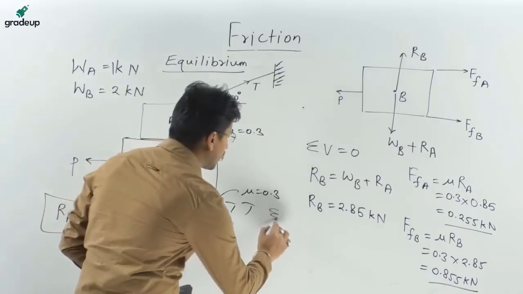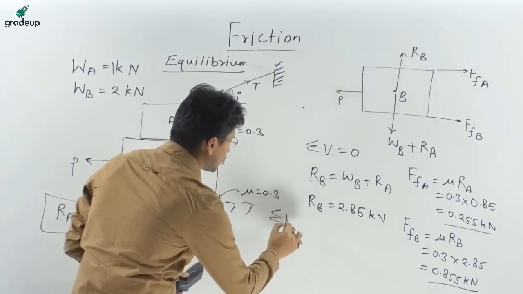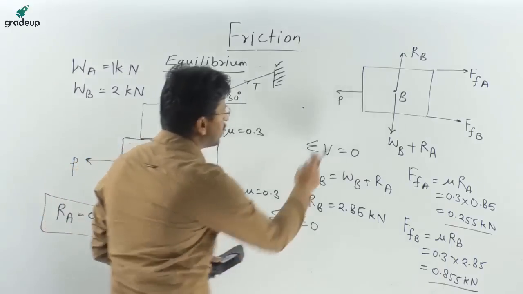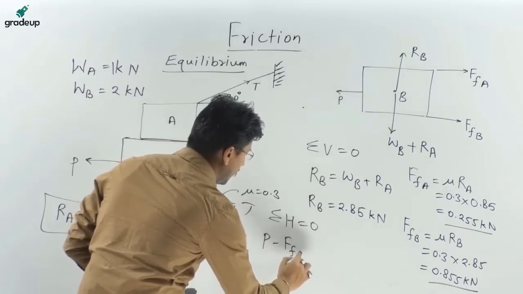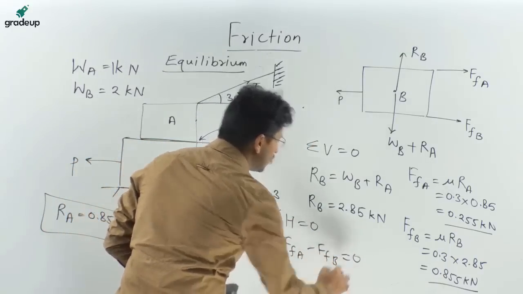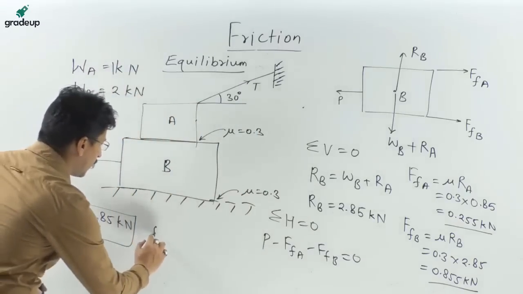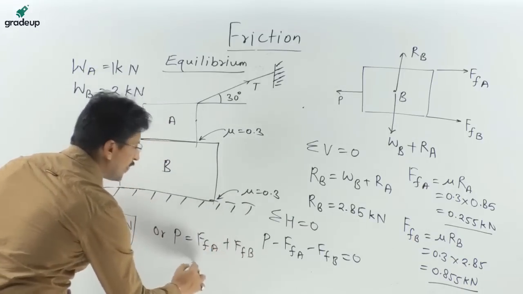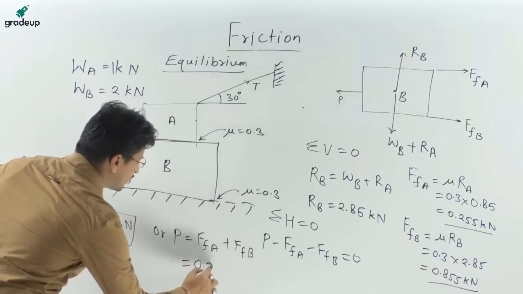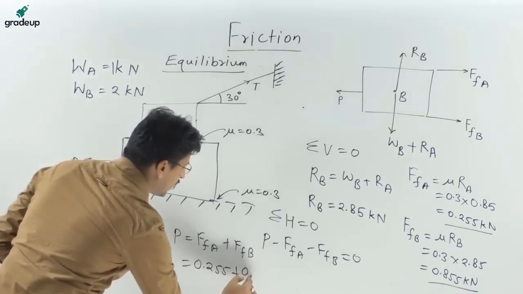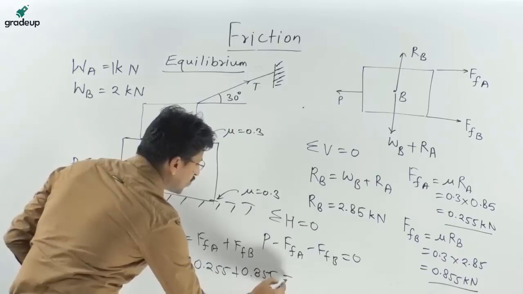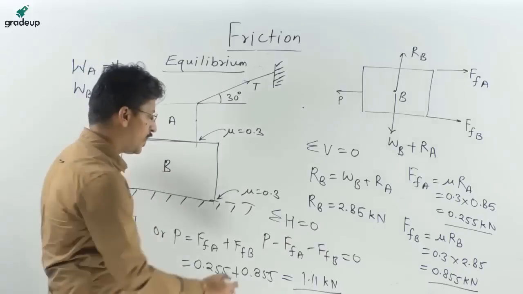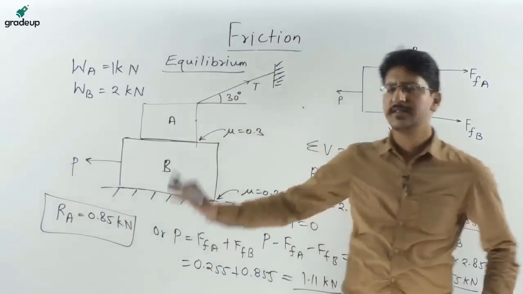And writing the equilibrium equation in the horizontal direction, that is the summation of forces in the horizontal direction equal to 0. That means P minus FF of A minus FF of B is equal to 0. Or P equal to FF of A plus FF of B, which is 0.255 plus 0.855. You will get this value on addition as 1.11 kilonewton. So 1.11 kilonewton of force is required to just move this body in this case.